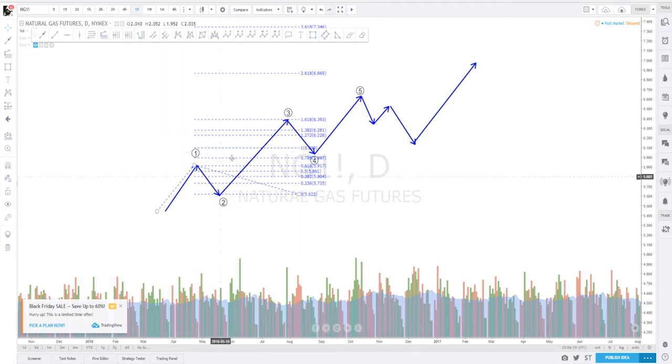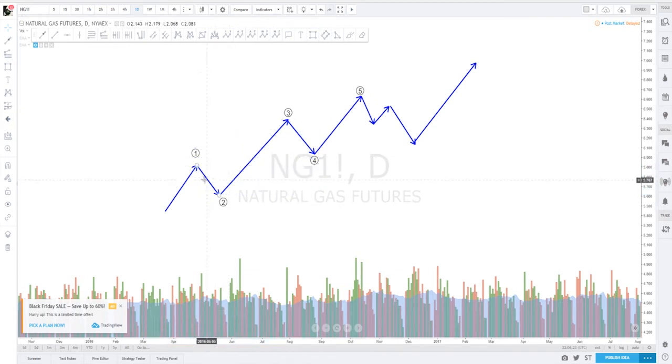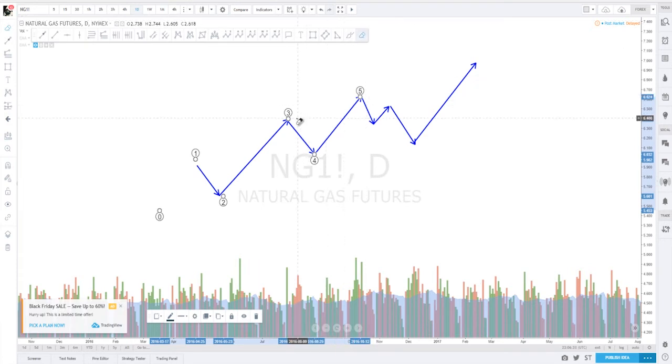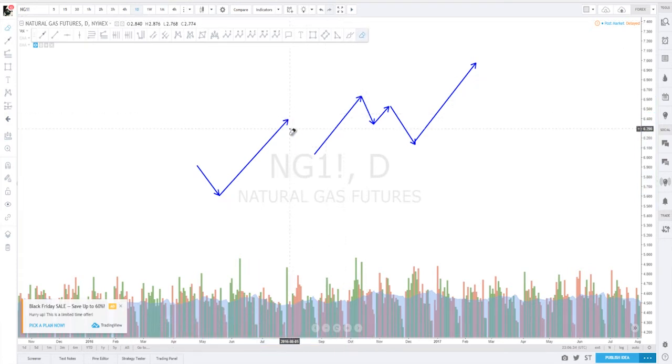So I began looking at each pattern. Where can I find each pattern? Let's just erase this and go.